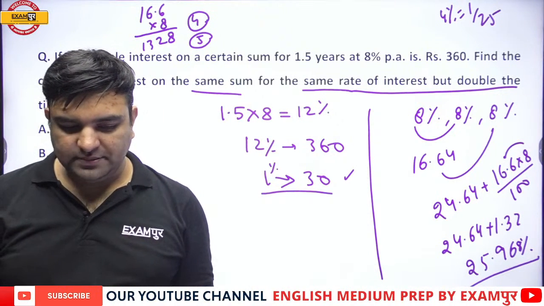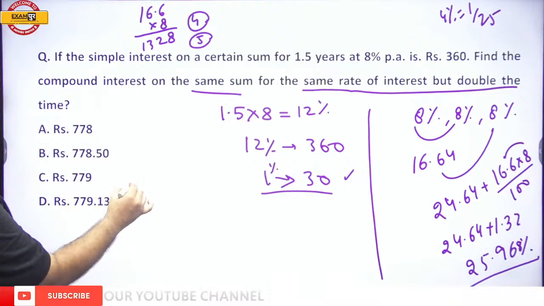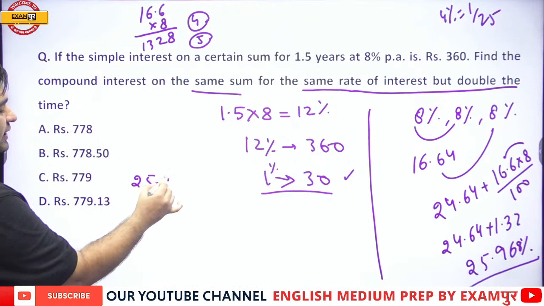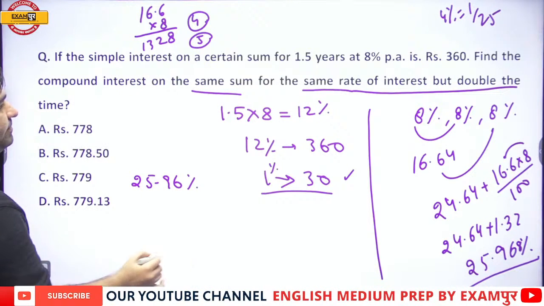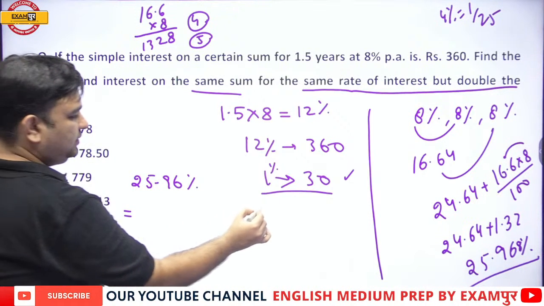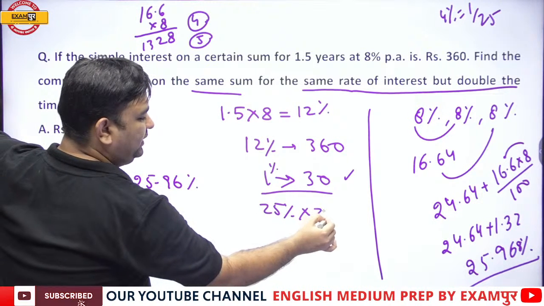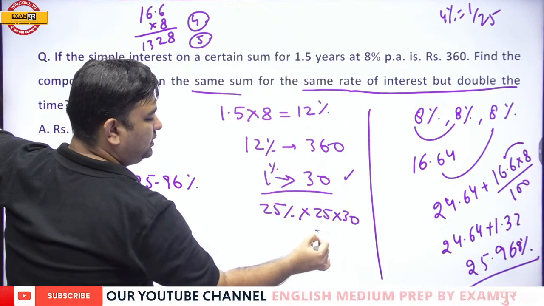What I'm saying is that I have not taken any kind of approximation. So go for it. 25.96%. Yeah. 1% is 30, so 25% is 25 into 30, 750.